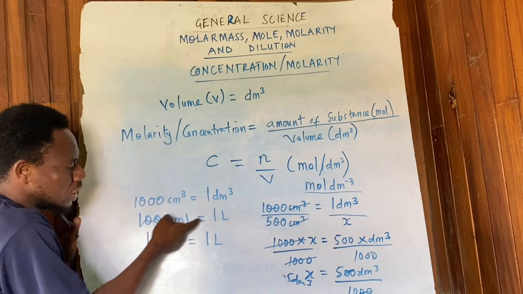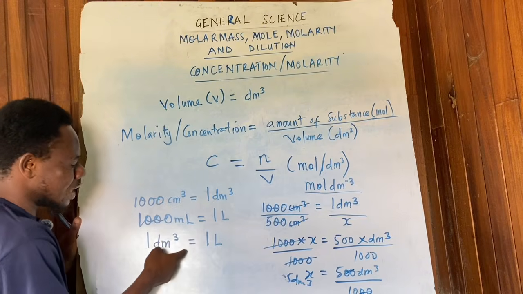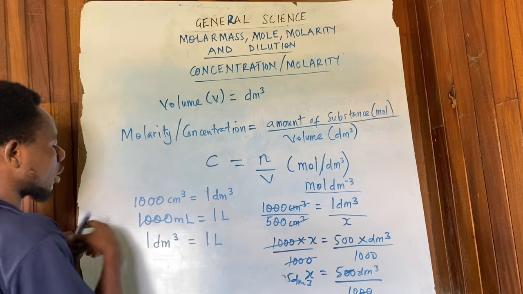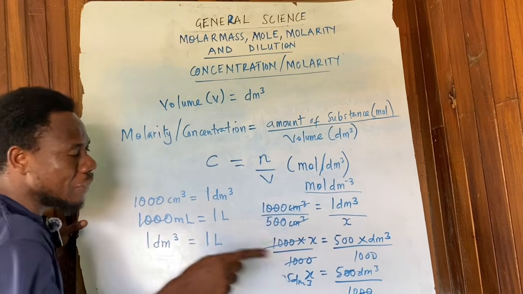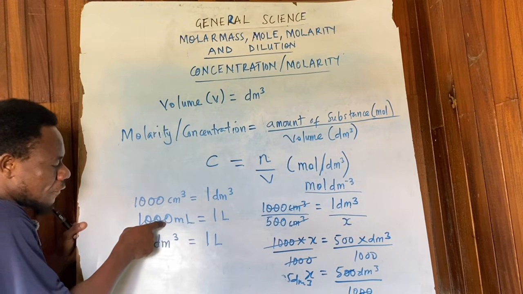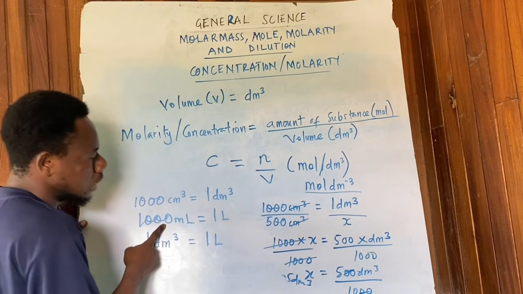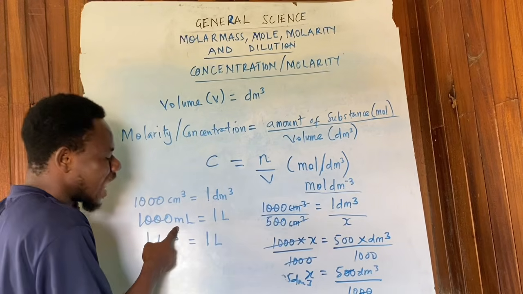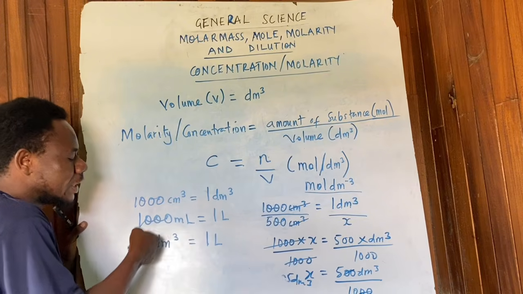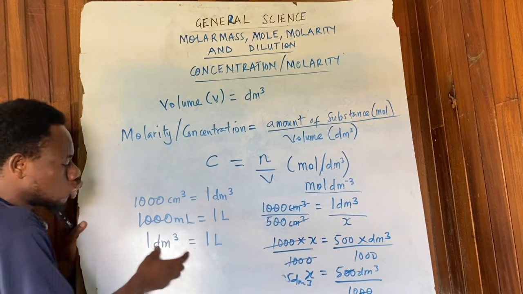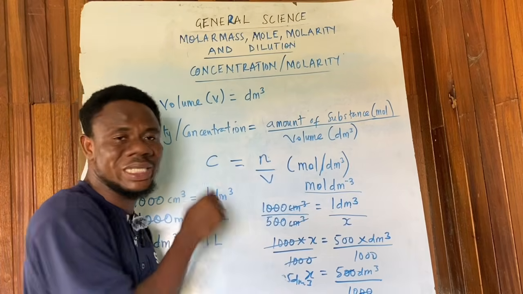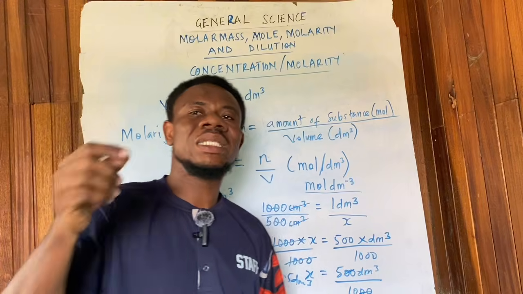So the answer you will get when you divide is the same as the answer in dm cube. If I have 500 milliliters and I want to change it to dm cube, I'll just have to divide the 500 by 1000. If I divide the 500 by 1000, I am going to get my answer in liters, which is the same as in dm cube, because 1 liter is equal to 1 dm cube. So the answer you will get in liters is the same as the answer in decimeter cube.